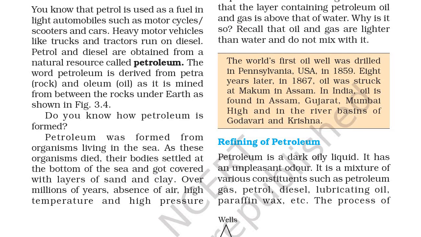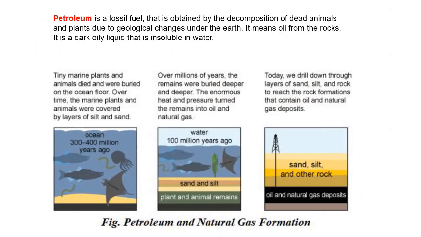Now let us talk about petroleum. We read here the word petroleum is derived from petra, that is rock, and oleum, that is oil, and it is mined from between the rocks under earth. Okay. Petroleum is a fossil fuel that is obtained by the decomposition of dead animals and plants due to geological changes under the earth. It means oil from the rocks.